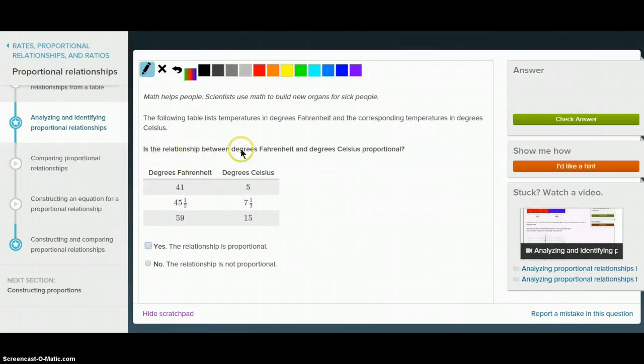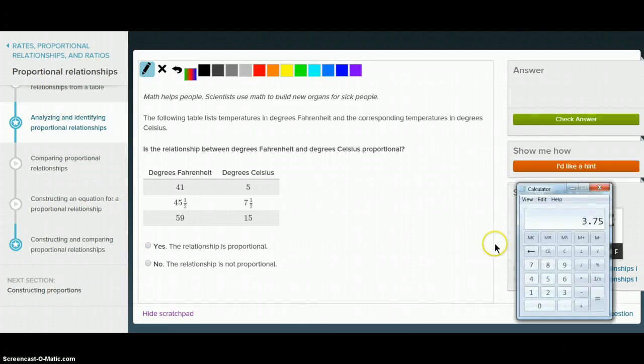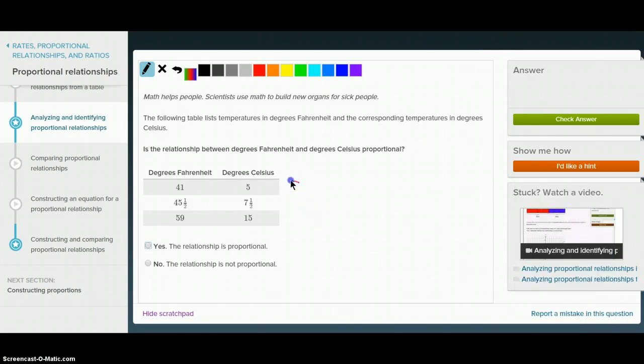Okay, does the relationship between degrees Fahrenheit and Celsius, are they proportional? Alright, well we can do this either way. We can divide Celsius by Fahrenheit or divide Fahrenheit by Celsius. It doesn't matter as long as we get the same number. So let's do Fahrenheit divided by Celsius. So let's do 41 divided by 5 over here in the calculator. And that's going to be 8.2. So 8.2 degrees Fahrenheit per degree of Celsius.